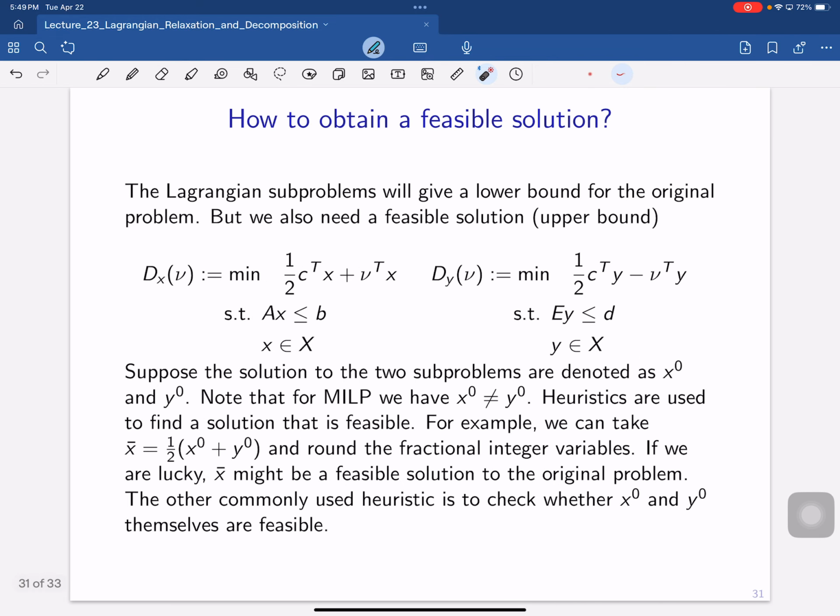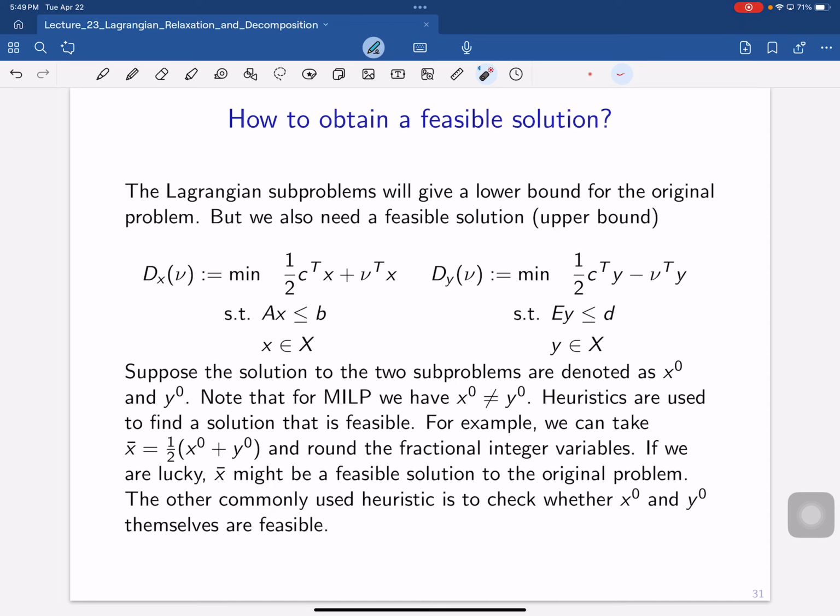The other important question I need to talk about real quick is, Lagrangian relaxation gives you a lower bound, but how do you obtain an upper bound? That's sort of the dark side of Lagrangian relaxation. The lower bound is rigorous. You can always use cutting plane or subgradient method to get a lower bound, but you also need a feasible solution to the original problem that gives you an upper bound. So in that case, we have to use some sort of heuristic.